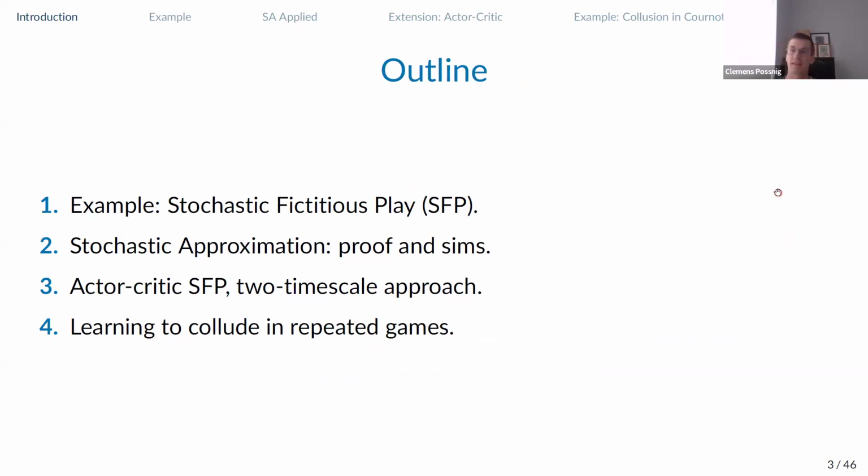What I want to do is introduce an example that we're going to use as a running example to study the method, which is stochastic fictitious play. We'll look at simulations of that, and at the predictions that stochastic approximation can give us, and see in what sense we approximate these trajectories via an ODE. We'll also look at a short proof of the method, and then if we have time, extensions of the method to actor-critic algorithms and multiple timescale schemes, and if there's even more time, my work on algorithmic collusion in repeated games. And of course, as usual, please interrupt me if there are any questions along the way.